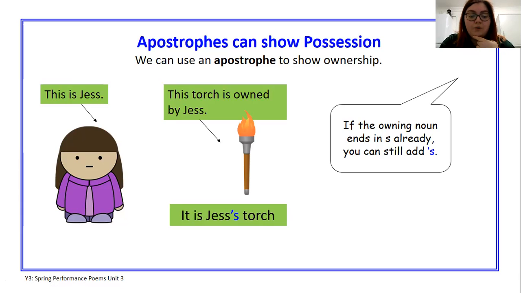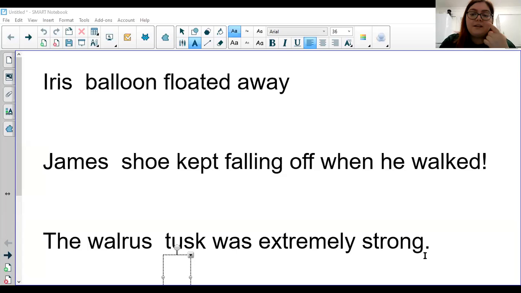I'm just going to stop sharing this screen at the moment. I'm going to switch to another smartboard so I can show you some more names that might end in S. Okay, so I'm going to stop sharing my screen again, and find my smartboard. There we go. Okay, so other names that end in S, we have Iris, that's a girl's name, James, and just other nouns that end in S, like walrus.